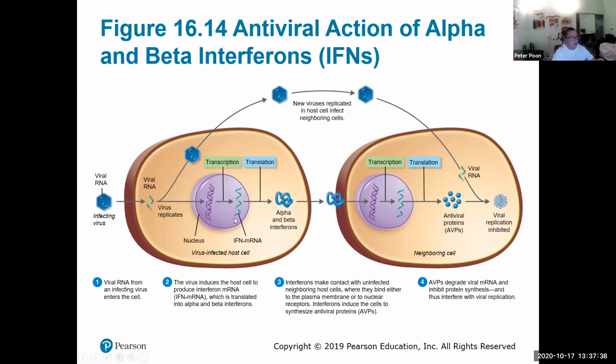So here's the infecting cell. Here you make gamma interferon. So you make antiviral proteins that prevent the viral RNA from working on other cells, not on yourselves.